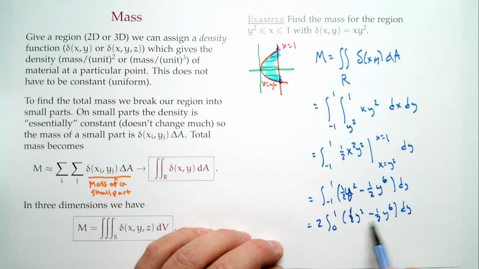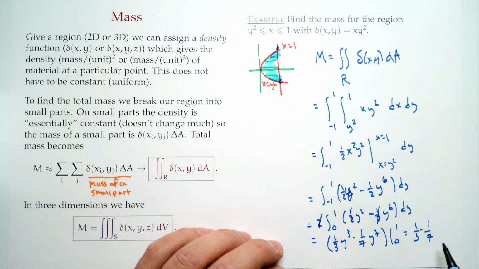And so the halves and the 2's all cancel. So we're going to get 1 third y cubed minus 1 seventh y to the 7th. Evaluate that from 0 to 1, which is 1 third minus 1 seventh. And if you put these together, you get 7 over 21 minus 3 over 21, which is 4 over 21.